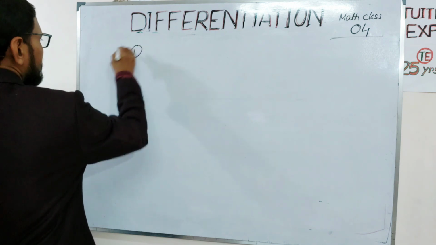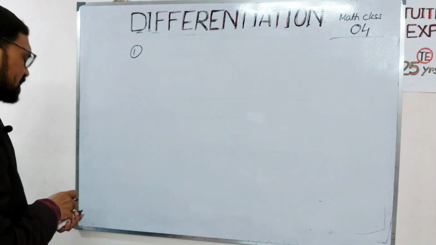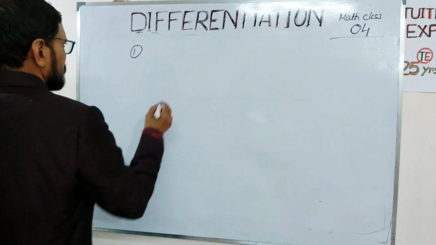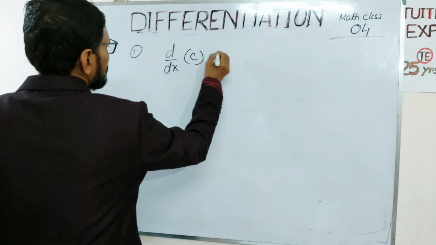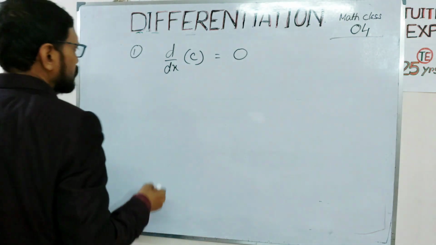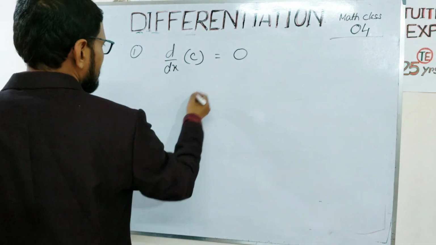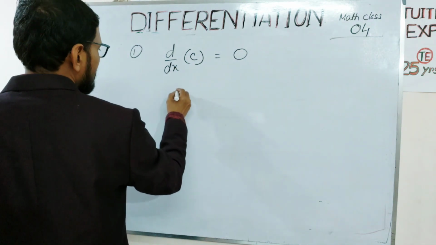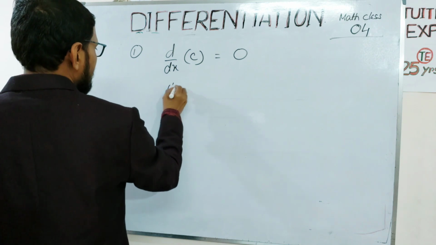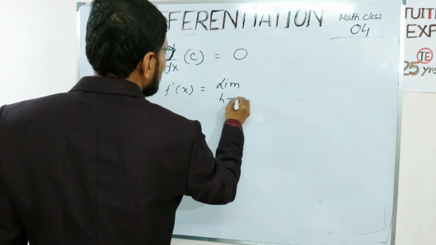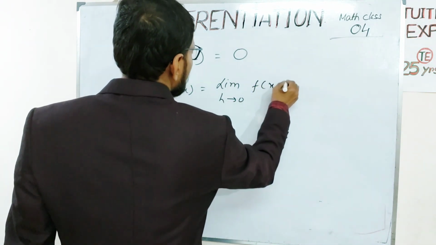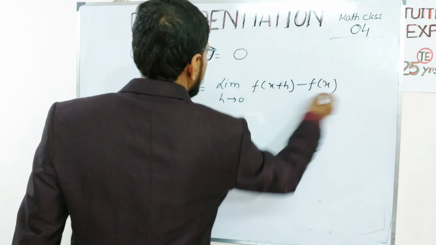Some formulas of derivatives I have discussed in the previous class. Now, d by dx of a constant function will be 0. How? The derivative of a constant function is 0. From first principle we know that f dash x equals limit h tends to 0 of f of x plus h minus f x by h.